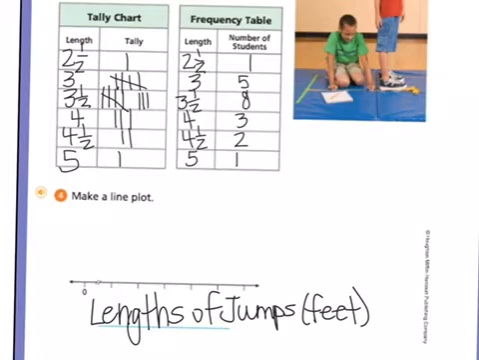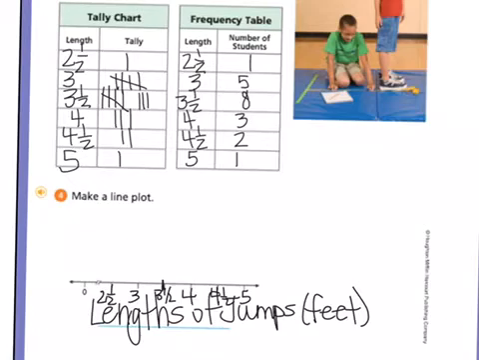the shortest jump was 2.5. So this is going to represent 2.5. This line will represent 3. This little line right here is going to represent 3.5, 4, 4.5, and this is going to represent 5.